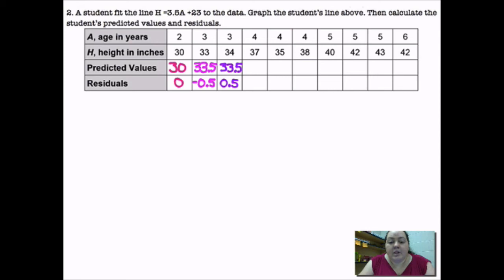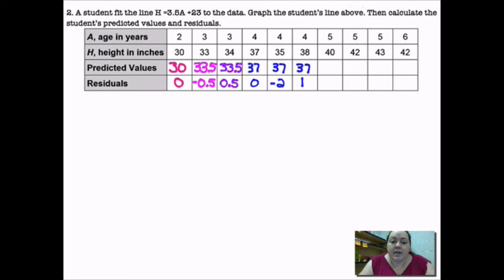Alright, now my age is 4, so I'm going to plug 4 into the equation. 3.5 times 4 plus 23 gives me 37. 37 minus 37 is 0. Again, my predicted value is going to be 37 with an age of 4. 35 minus 37 gives me a residual of negative 2. And again, 38 minus 37 gives me a residual of 1.